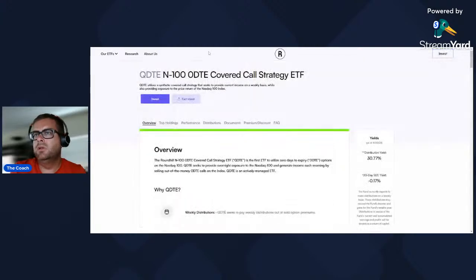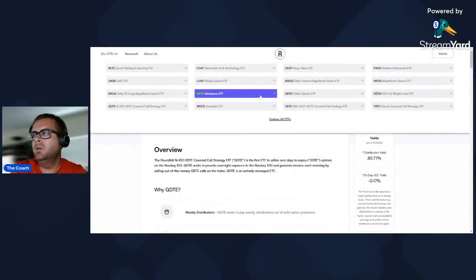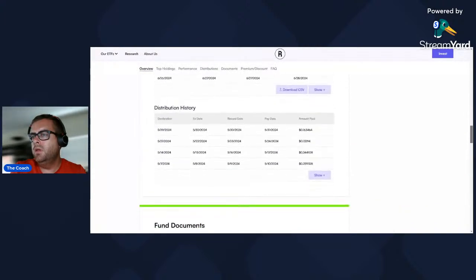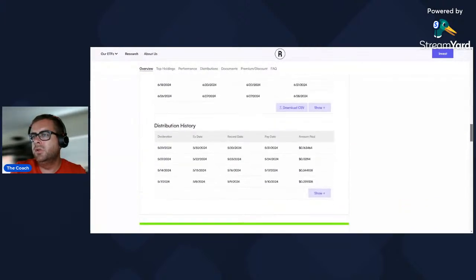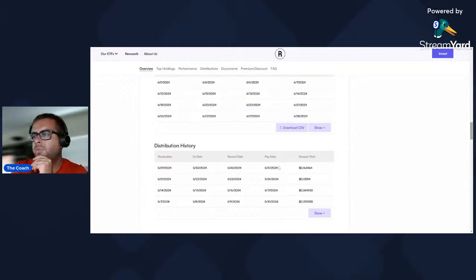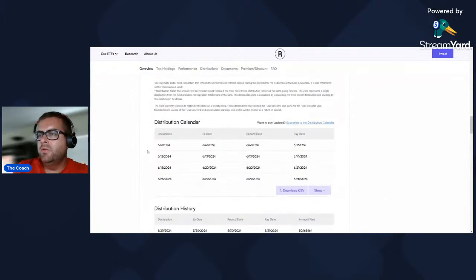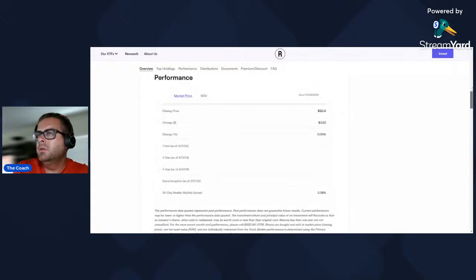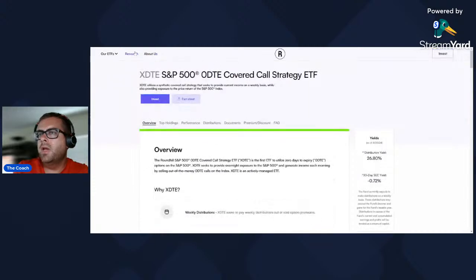We just looked at QDTE, so XDTE is over here. And this one is 16 cents, so a little bit higher than a week ago, and that's payable Friday. The next one, of course, is next week, June 5th, already into June. Crazy, in 1 week. Payable date, June 7th for the next week, and they have the weekly distribution calendar here.